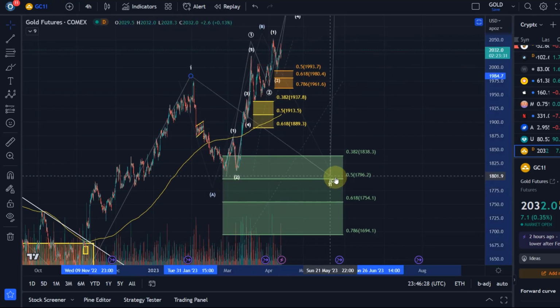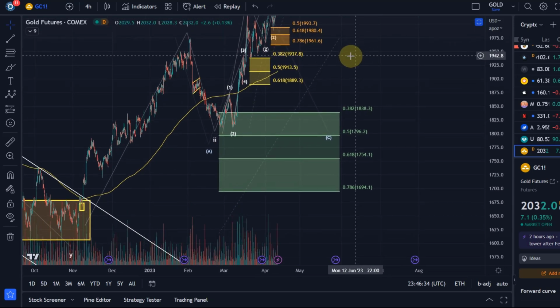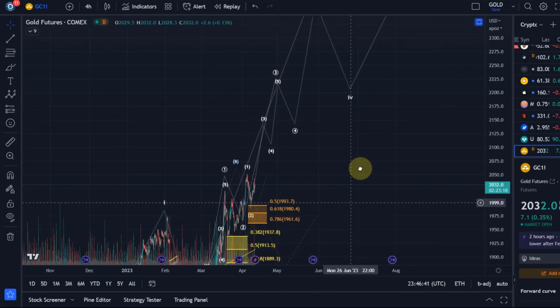It would basically reset this wave 2 a bit lower. And this support area goes down to 1694. So what that means is that even if we come back here, as long as we're holding 1694, there is still a third wave rally possible from here.